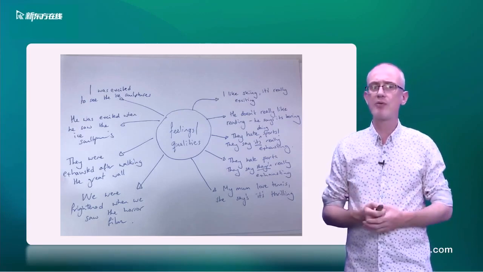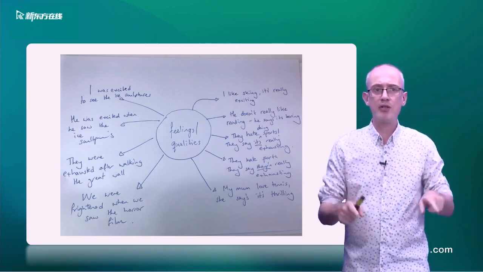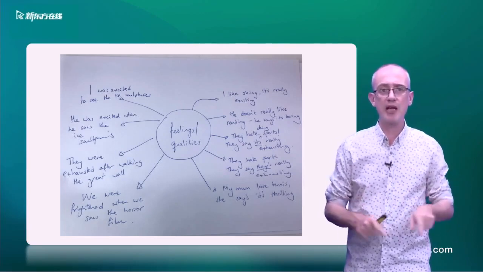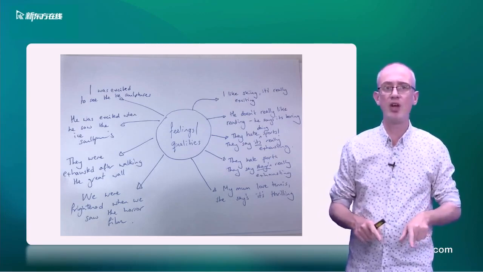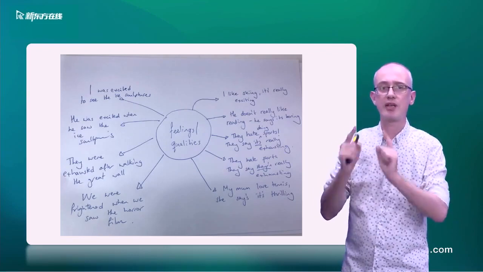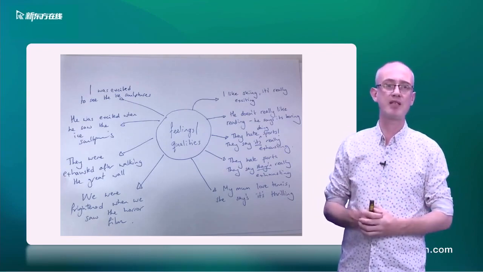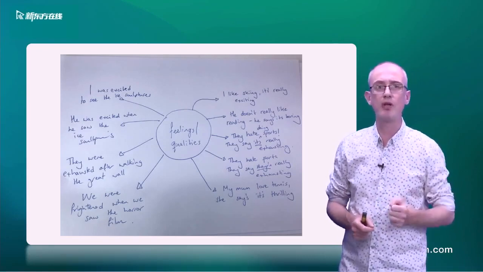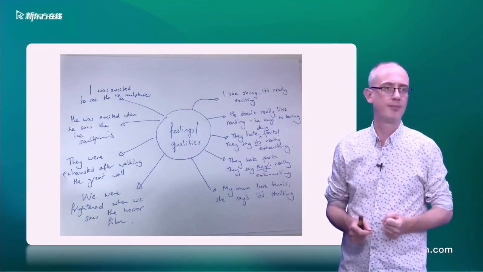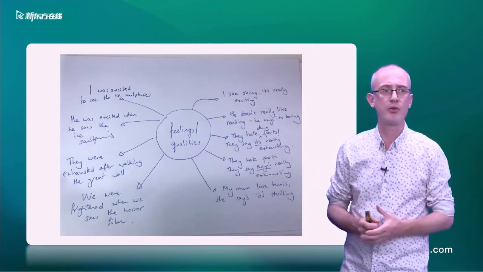You see where I'm coming from here. I've made a brainstorm diagram and I've used the adjectives that I want to practice and learn in the context of simple sentences that I can use in my speaking test. I could change horror film to dinosaur. You know, we were frightened when we saw the dinosaur.